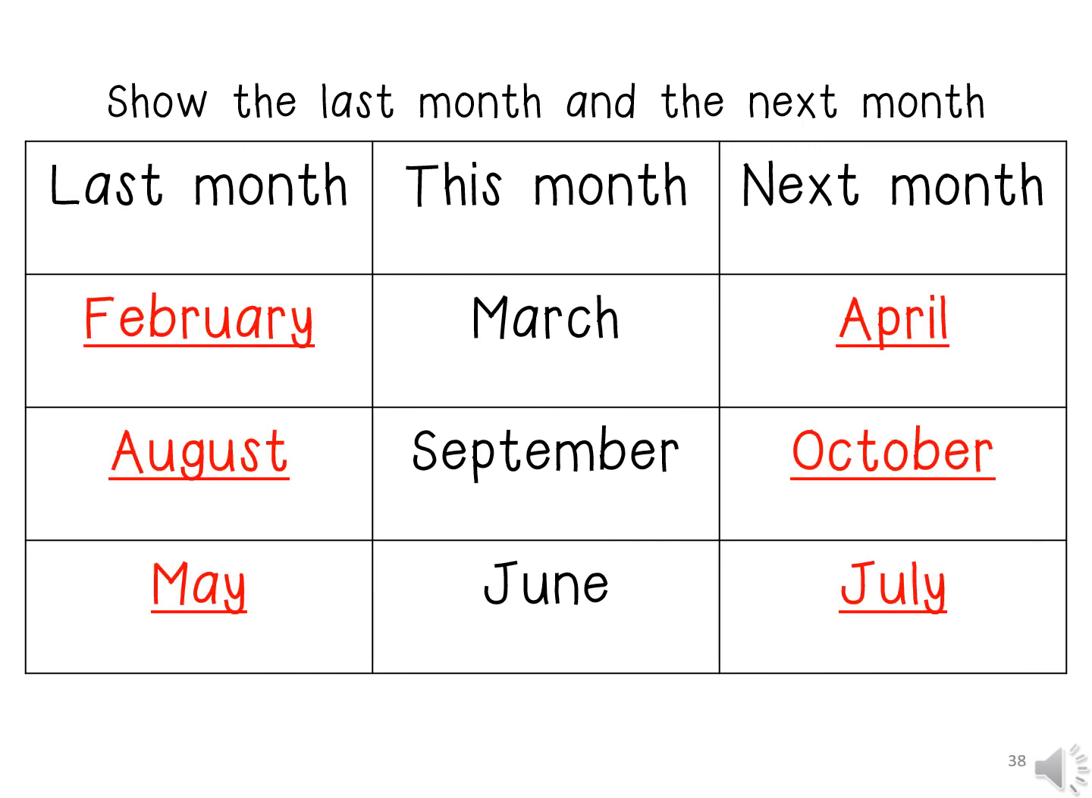So here, boys and girls, as you can see, the last month before March is February, and the next month after March is April. The last month before September is August, and the next month after September is October. The last month before June is May, and the next month after June is July.